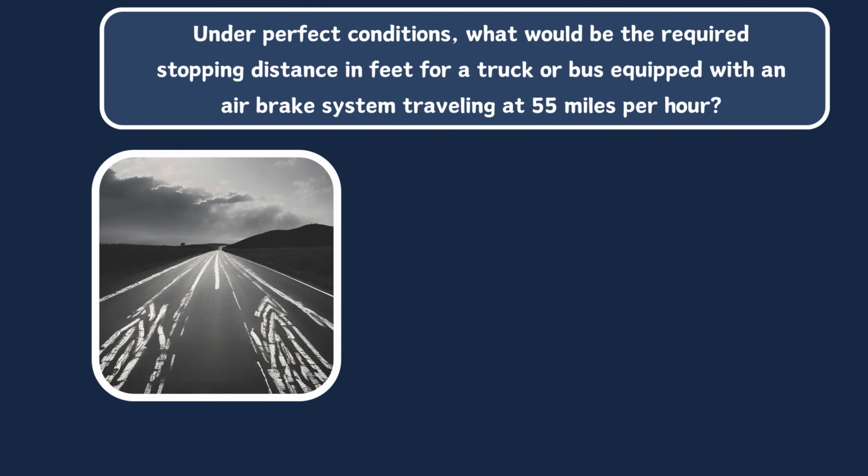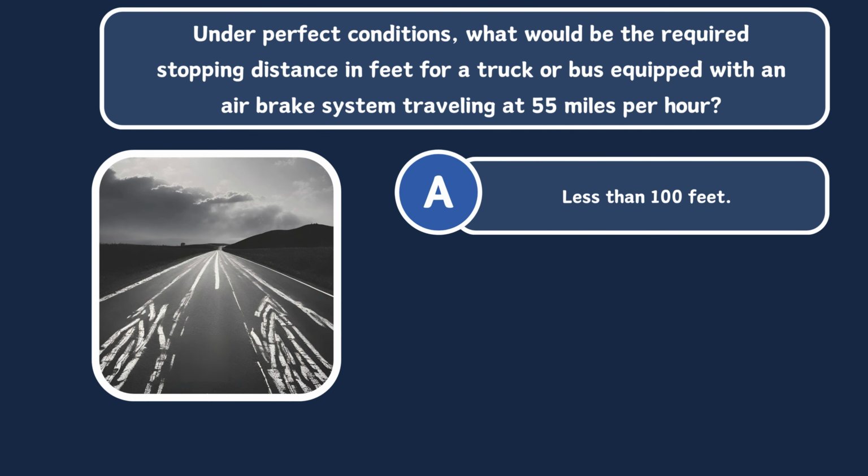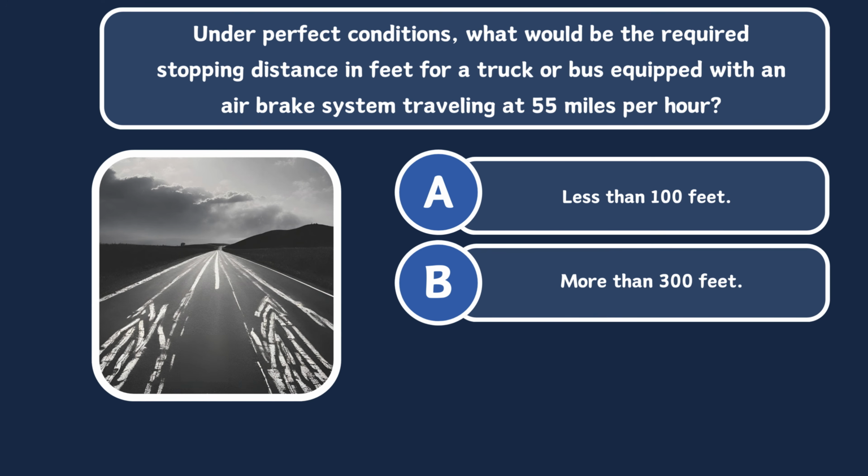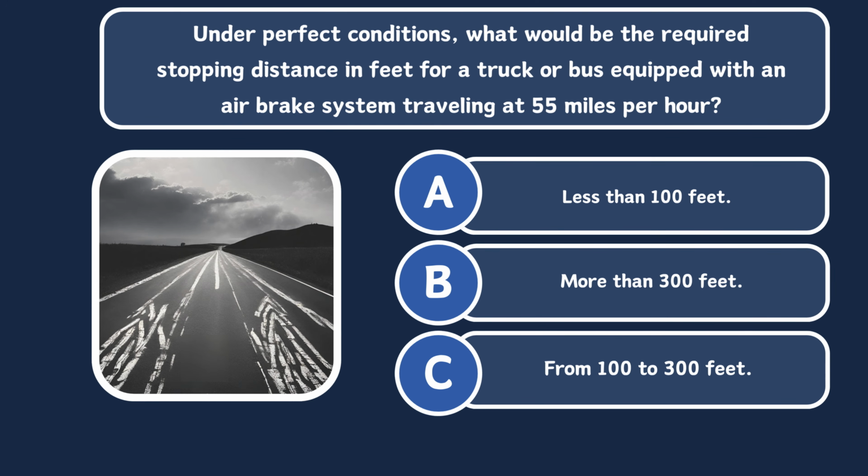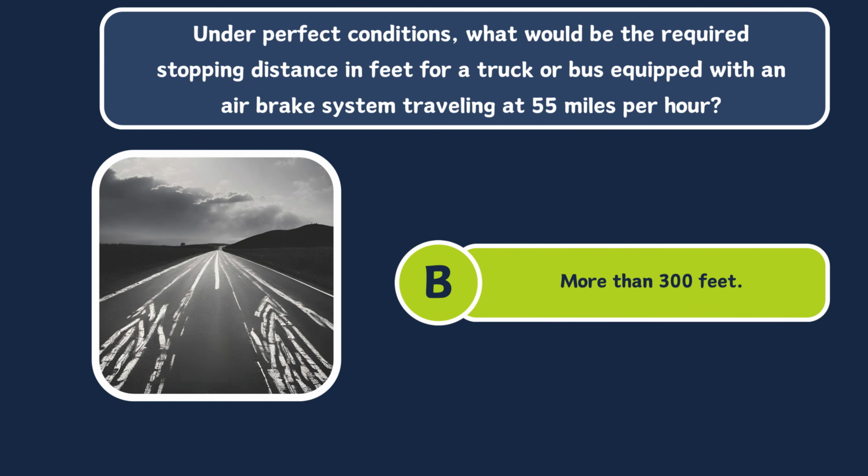Question 30. Under perfect conditions, what would be the required stopping distance in feet for a truck or bus equipped with an air brake system traveling at 55 miles per hour? A, less than 100 feet, B, more than 300 feet, C, from 100 to 300 feet. Correct answer is B, more than 300 feet.